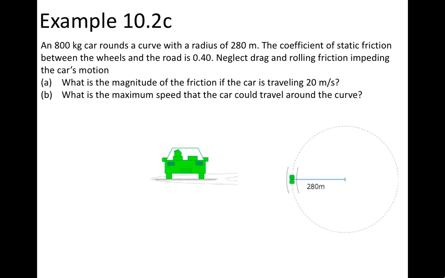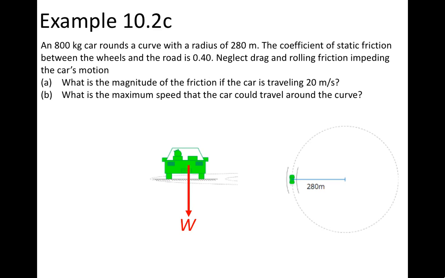Okay, and in our last example, we have an 800-kilogram car rounding a curve with a radius of 280 meters. We're given the coefficient of static friction between the wheels and the road as 0.4. We're to neglect drag and rolling friction impeding the car's motion. And we want to figure out the magnitude of the friction force if the car is traveling at 20 meters per second. So we'll start out by drawing a free body diagram showing the forces acting on the car.